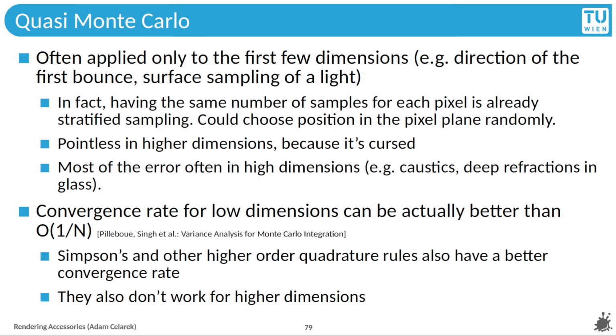It's also a bit funny. Previously, we learned that the convergence rate of Monte Carlo is 1 over n. Using sampling patterns can be even better than 1 over n. That is, error in lower dimensions converges asymptotically quicker than in higher dimensions. That's similar to Simpson's and other higher order quadrature rules, which can also achieve faster convergence rates, but they also don't work for higher dimensions.